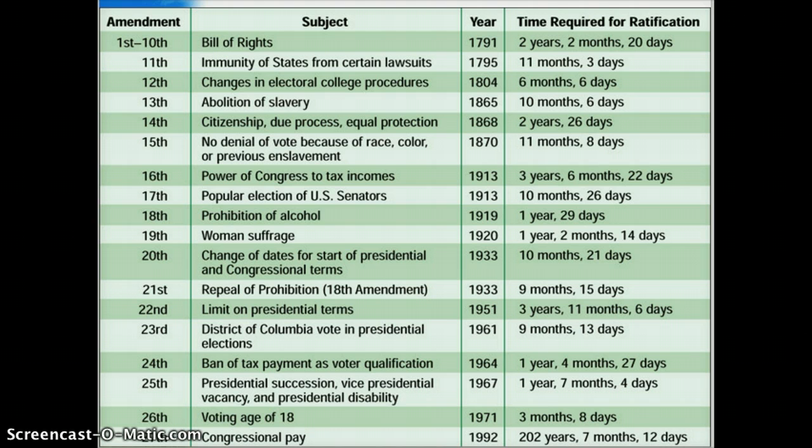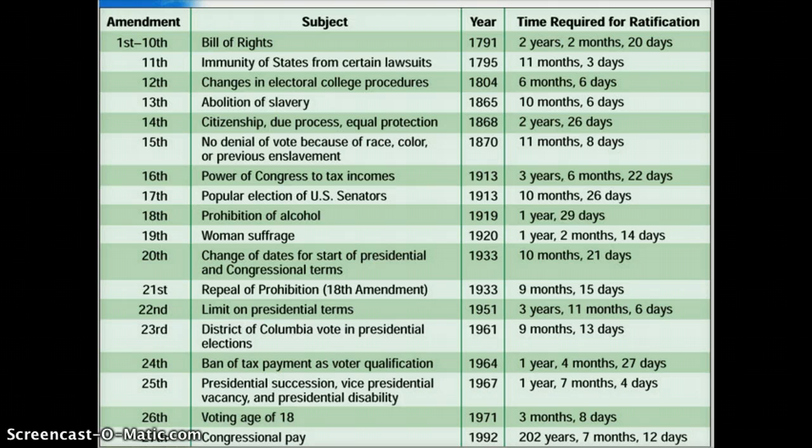Now you'll find this chart in your book on page 78, and it shows the 27 amendments, the year that they were ratified, and how long it took for them to be ratified, from the time that they were proposed to ratification by three-quarters of the states. And you'll notice they range anywhere from 6 months, 11 months, a couple years, all the way to 202 years. The 27th Amendment took 202 years. It just wasn't that important. We'll be talking about it in more detail, but suffice it to say it wasn't that important.